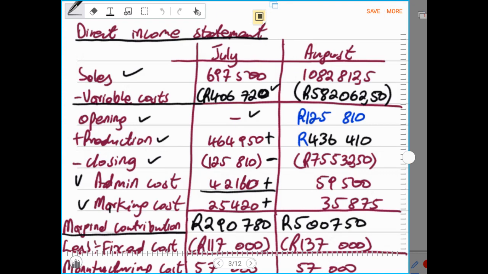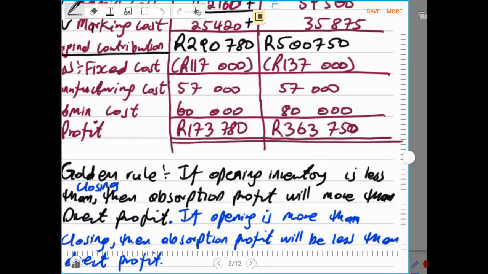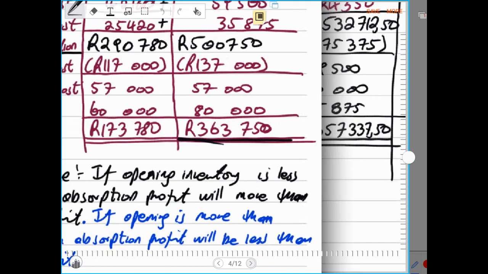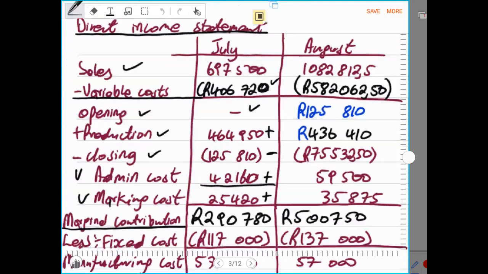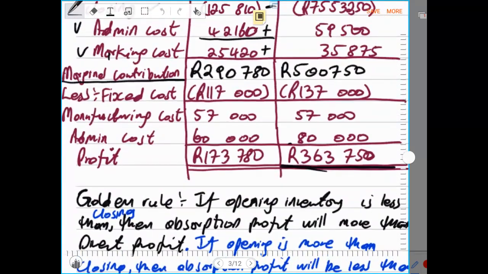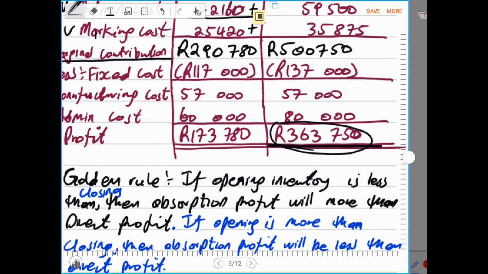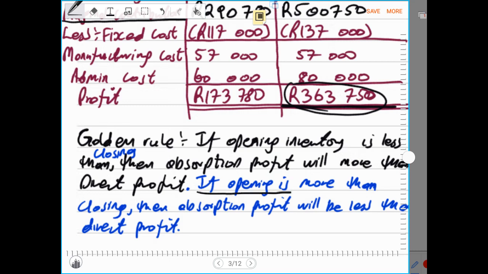The profit for the month of August in the direct method, you see 363,000. And in the month of August here we get 357,000. Do you see that the profit for absorption is less than the profit in the direct method in August? Why is it less? It's because of the golden rule, which says if the opening inventory is more than the closing inventory, then absorption profit will be less than direct profit. And also, if the opening inventory is less than closing, then absorption profit will be more.